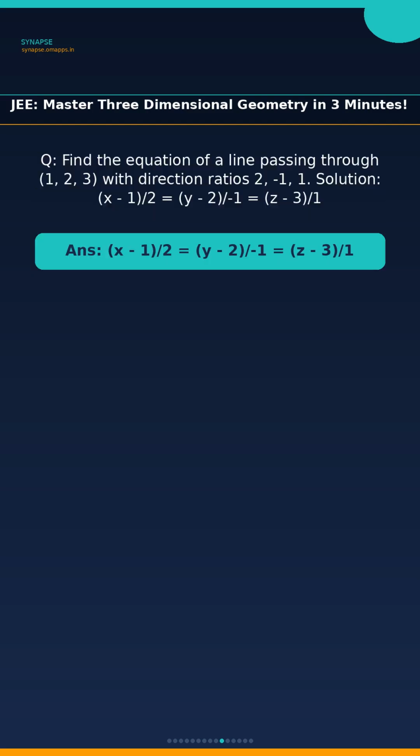Let's work through a typical JEE question. Question: find the equation of a line passing through the point (1, 2, 3) with direction ratios 2, -1, and 1. Using the formula (x - x1)/a equals (y - y1)/b equals (z - z1)/c, we get (x - 1)/2 equals (y - 2)/-1 equals (z - 3)/1. So, the answer is (x - 1)/2 equals (y - 2)/-1 equals (z - 3)/1.